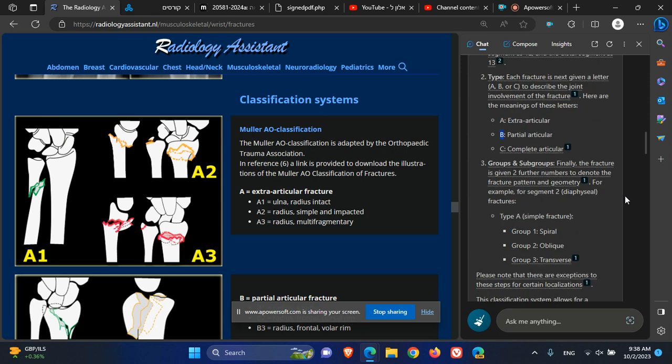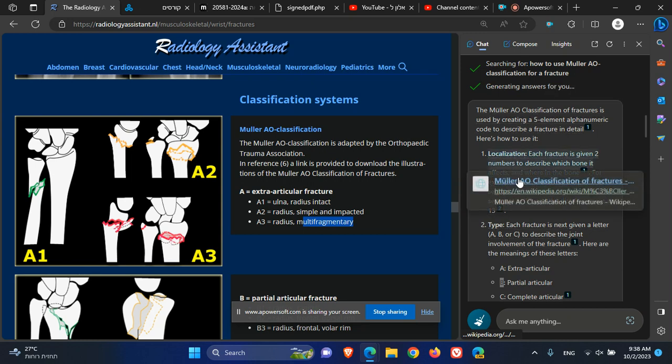Okay, and inside the A, B, and C, we have subgroups. You see, like A1 is the ulna, but the radius is intact. A2 is radius with simple and impacted, and A3 is in the radius and multifragmentary. Okay? Yes, this classification is for the radius and ulna, but we said that it depends on the localization.